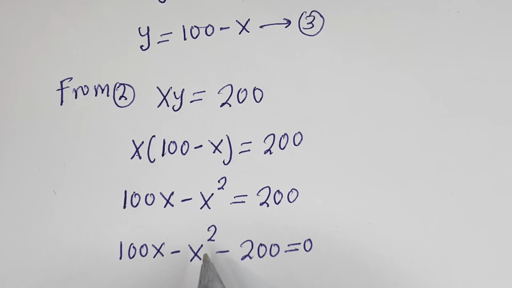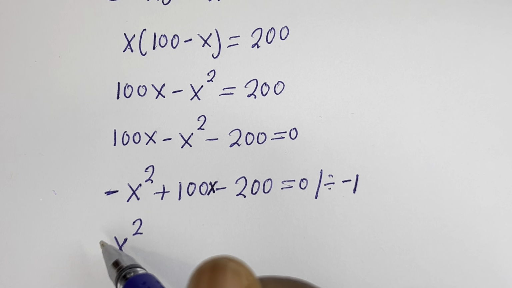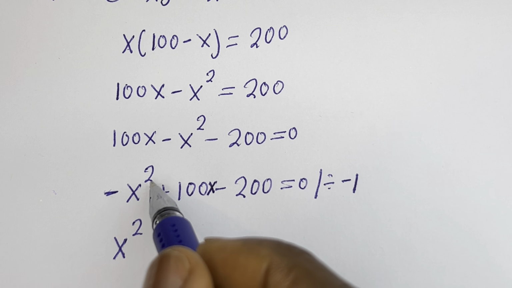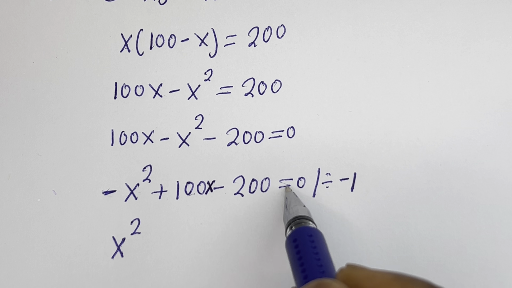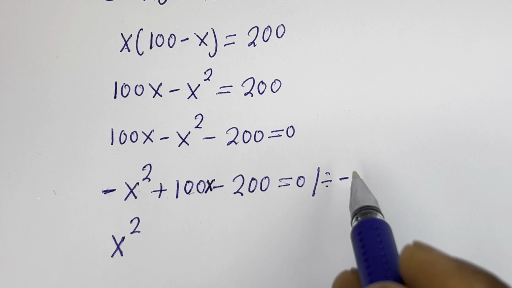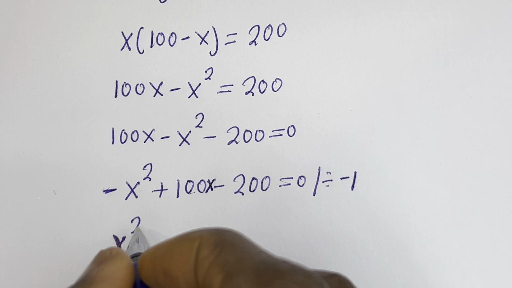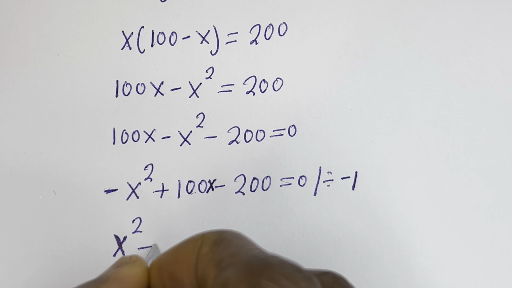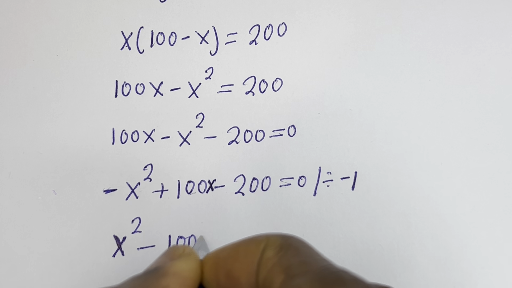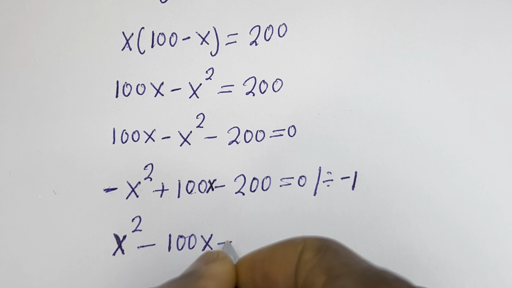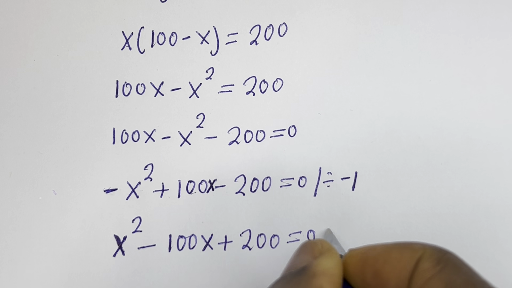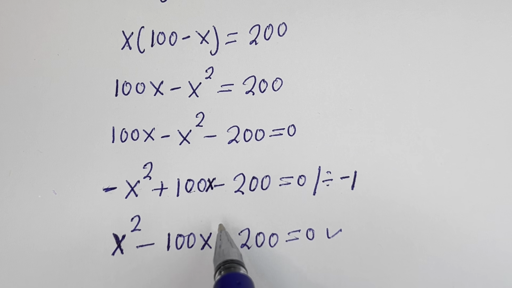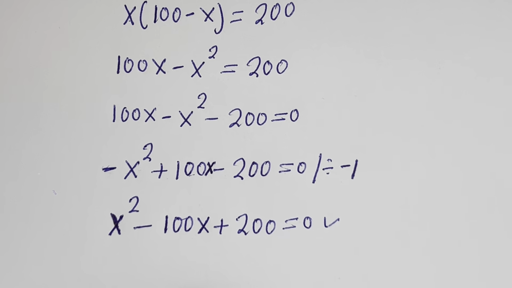Now let's put this in standard form. Then if you put this in standard form, we have minus x squared plus 100x minus 200 is equal to 0. Now let's divide all through by minus 1. Then this is x squared minus 100x plus 200 is equal to 0. This is a quadratic equation. Let's solve this using quadratic general formula.